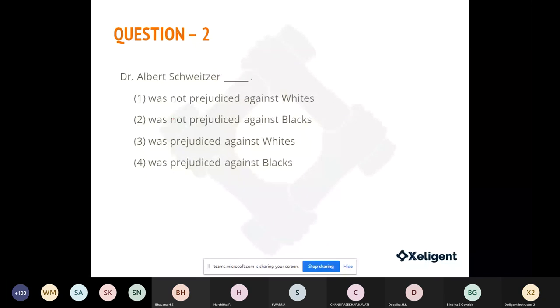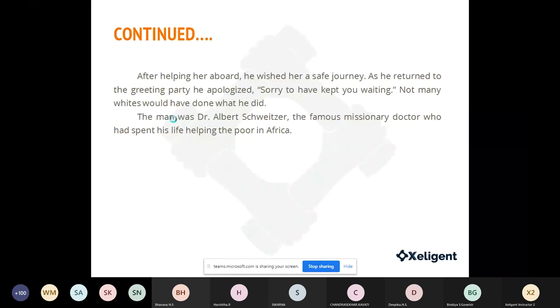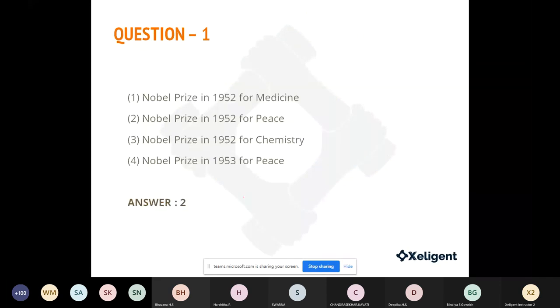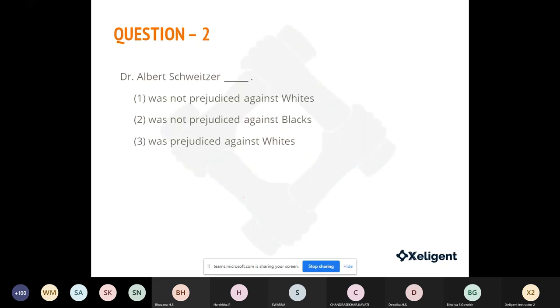Yes, all of you have given the correct answer. It is option two. So this doctor, he was not prejudiced against black because what's the reason? You can find it in the passage. Because he was helping that elderly black woman who was struggling with two large suitcases. From this line, you can tell that he is not prejudiced against blacks. So the correct answer is option two. Now, question number three.